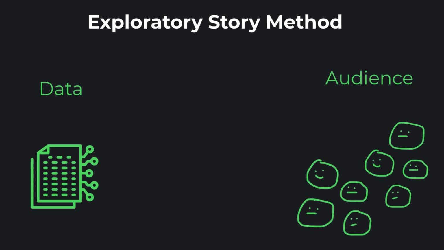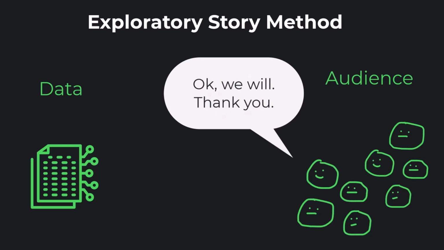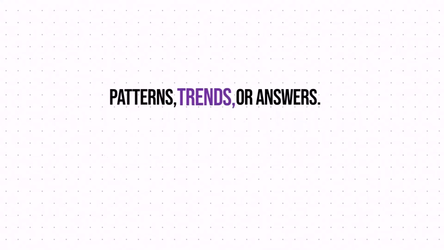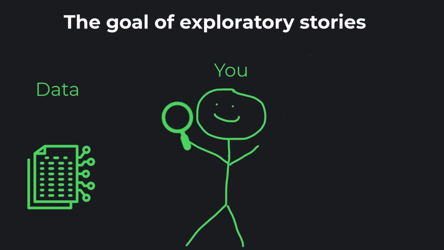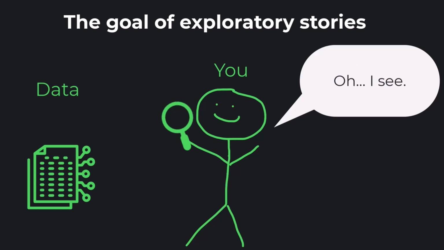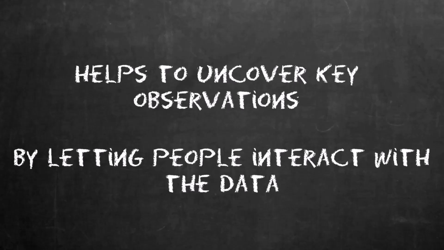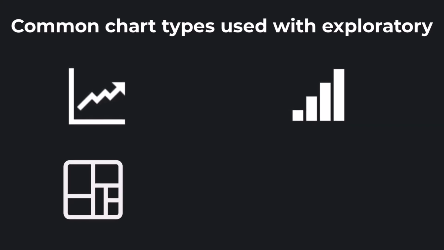Starting with exploratory. The exploratory storytelling method is intended to let the audience investigate the data themselves and to find out what matters most to them. Exploratory stories often rely on presenting the data in a way where the person can discover their own patterns, trends, or answers. When you use exploratory stories, the goal isn't to give a final answer, but rather to spark ideas and discussions. This approach helps to uncover key observations by letting people interact with the data directly. Some common chart types used with exploratory stories are line graphs, bar graphs, tree maps, and scatter plots.